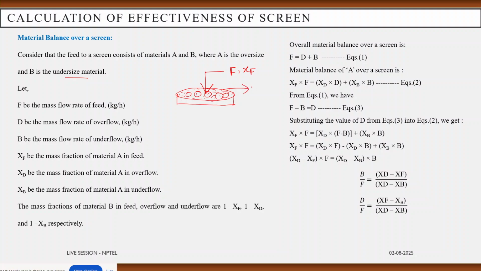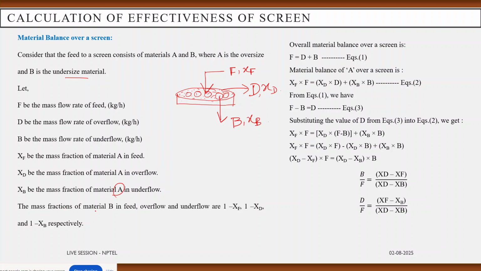So this will be known as D, the mass flow rate of the overflow material, while XD is the mass fraction of A in the overflow. Some material will pass through the screen; that will be B, the mass flow rate of the underflow, and XB is the mass fraction of the material A in the underflow. So this way we have defined for the material A.